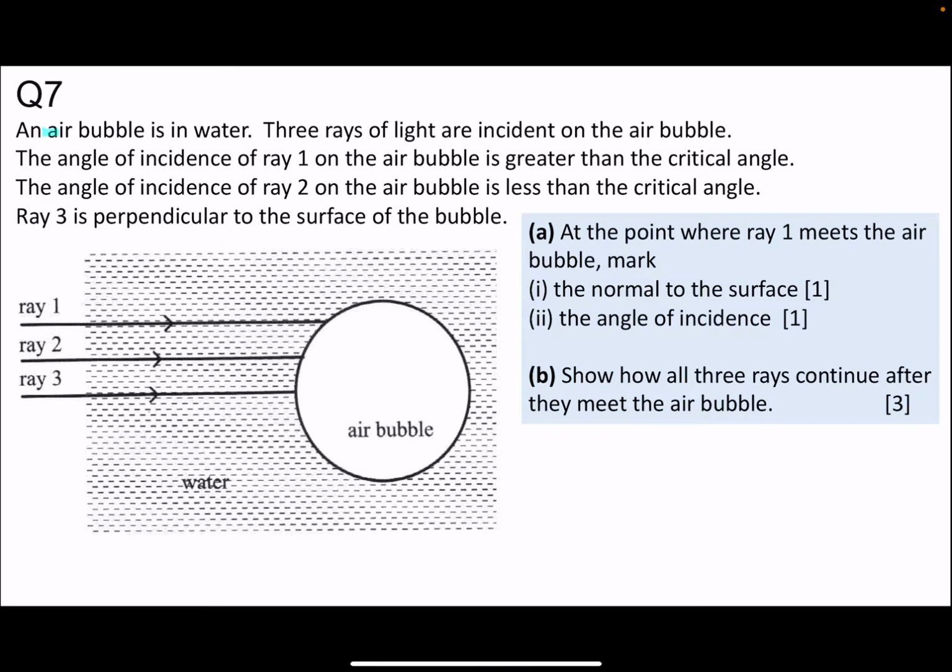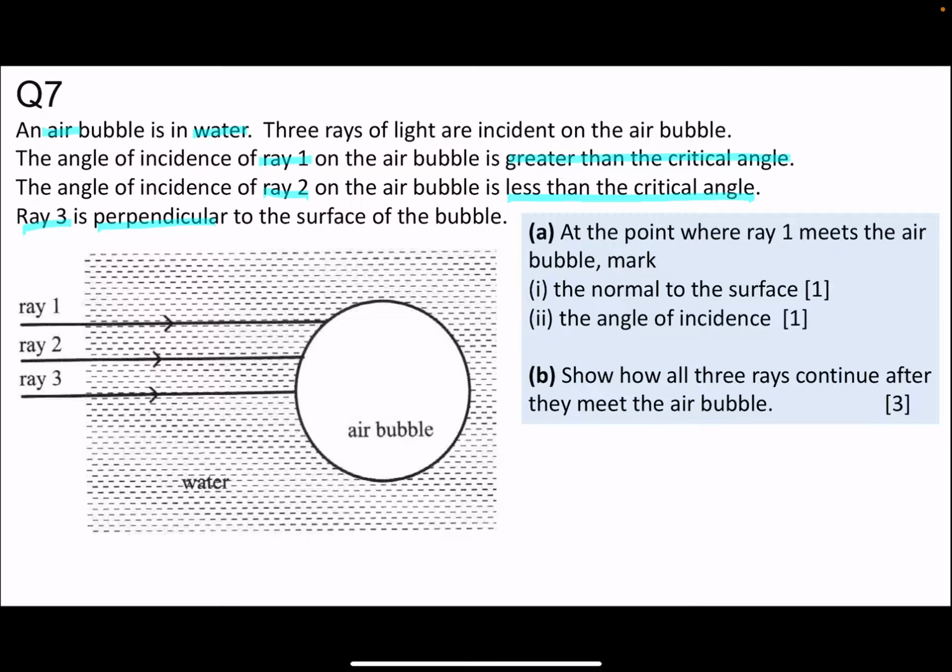There is an air bubble in water. There are 3 light rays that are incident on the air bubble. Light ray 1, the angle of incidence is greater than the critical angle. Light ray 2, the angle of incidence is less than the critical angle. And light ray 3 is perpendicular to the surface of the bubble.